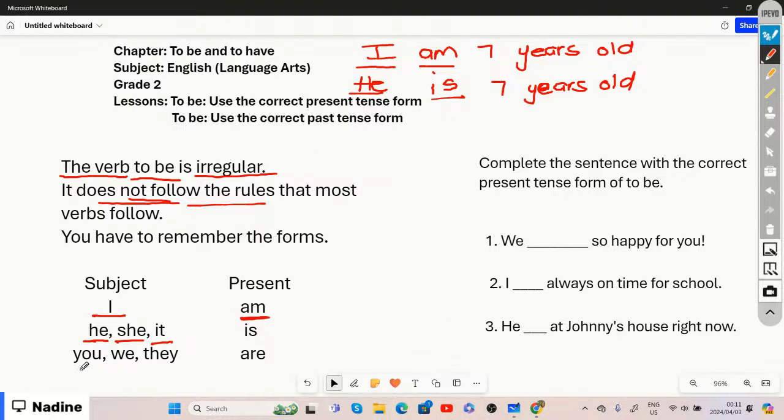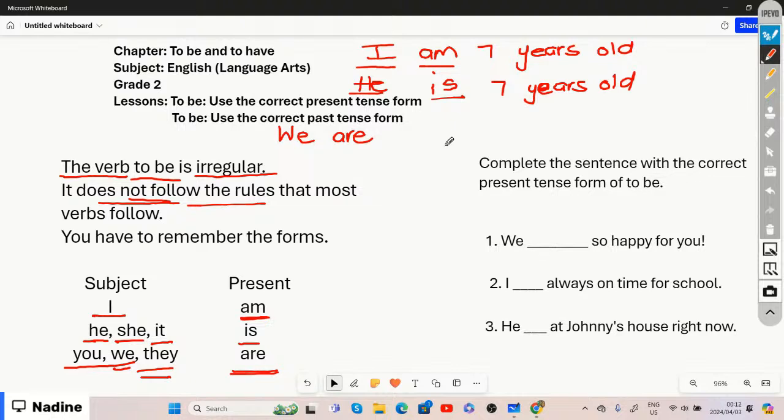Now, if we refer to you, which can be you guys, it refers to more than one person, or if I'm saying you are doing something, right? Or we can say we, which refers to more than one person, or they, which refers to more than one person. Then we use the verb are. So if you refer to more than one person doing an action, we say are. We refer to one person doing an action, we say is, right?